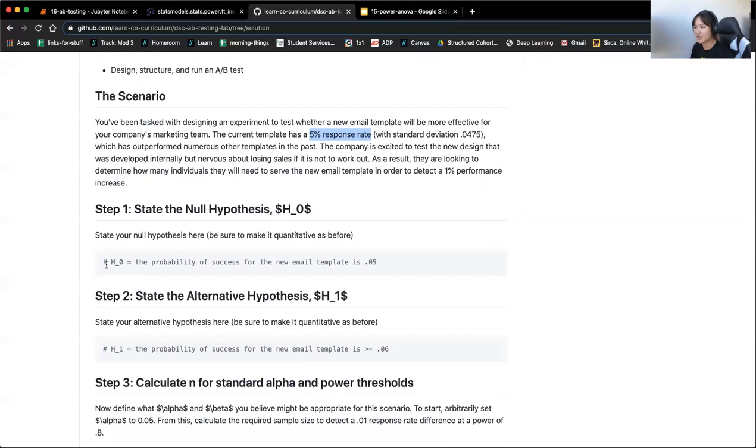So first we have our hypotheses. Success for the new email template is 0.05. And here they're using 0.05, which is the same as the old response rate. So basically it's pretty much the same as saying mu1 is equal to mu2. And here you can see the probability of success for the new email template is 0.06.